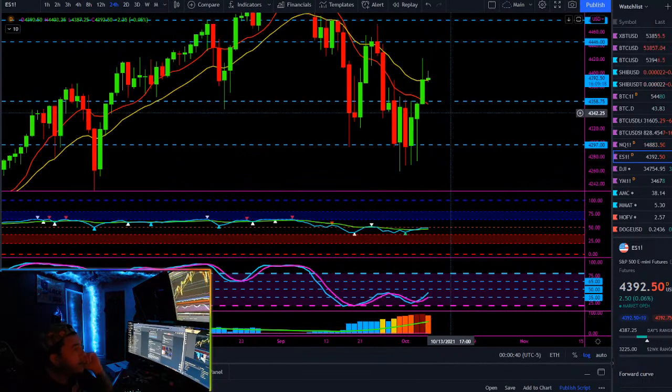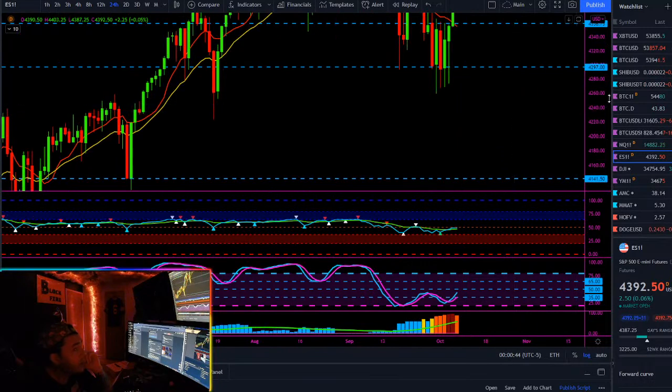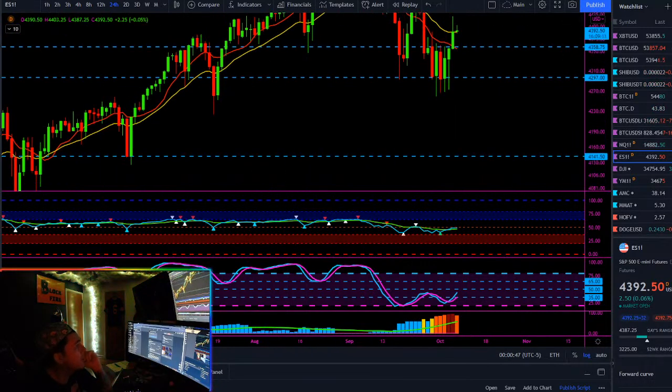But on the contrary, if we confirm another lower high here, I'll be targeting lows. I'd be targeting new lows all the way down to this region here.